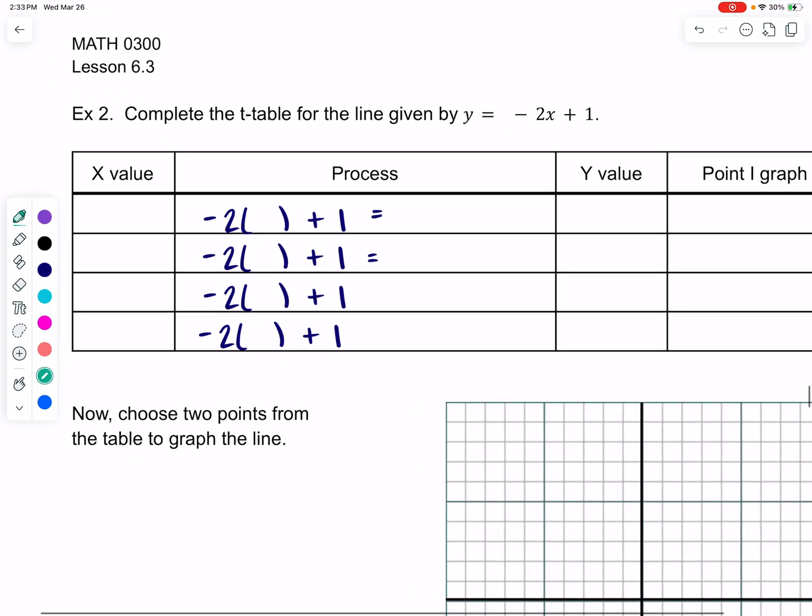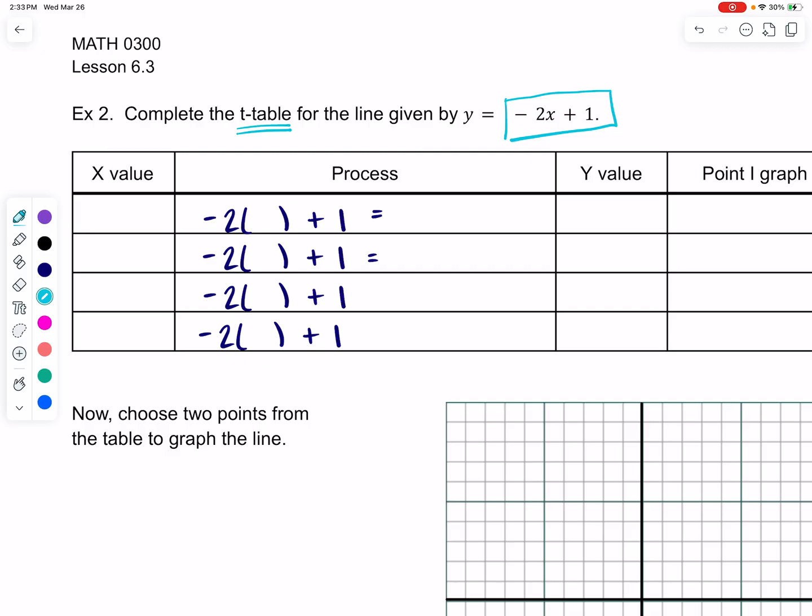Now let's follow a similar process to turn our equation, y equals -2x plus 1, into a graph. The first couple of times we do this, we're going to use what's called a t-table. And a t-table is a way to take x values and turn them into a y value.